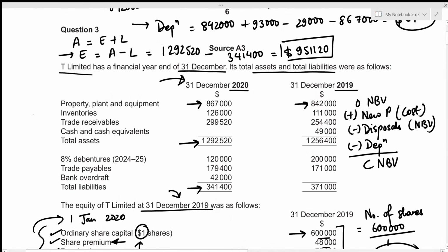Okay, let's start with inventory. We can see that currently for this year we have the value of 126,000, whereas previously we had the value of 111,000, which means that there is an increment. Let's figure out the increment amount. That is just the difference, 126,000 minus 111,000, which results in the value of 15,000. So inventories are being increased by 15,000. Let's record this.